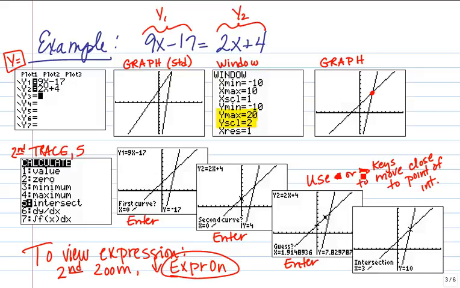And you really don't even have to move. Unless you have more than one point of intersection, the calculator needs to know which one to approximate. But if you only have one point of intersection, you could just simply press enter when it asks you for a guess. Then you notice that it displays the intersection point down at the bottom. So that intersection point then is the solution of that equation.